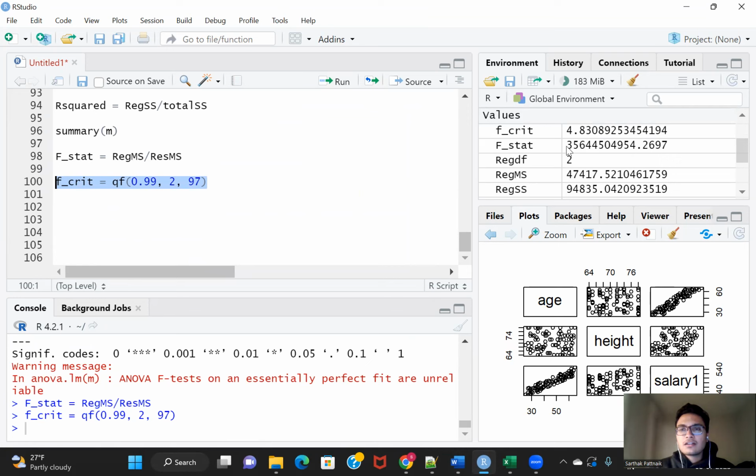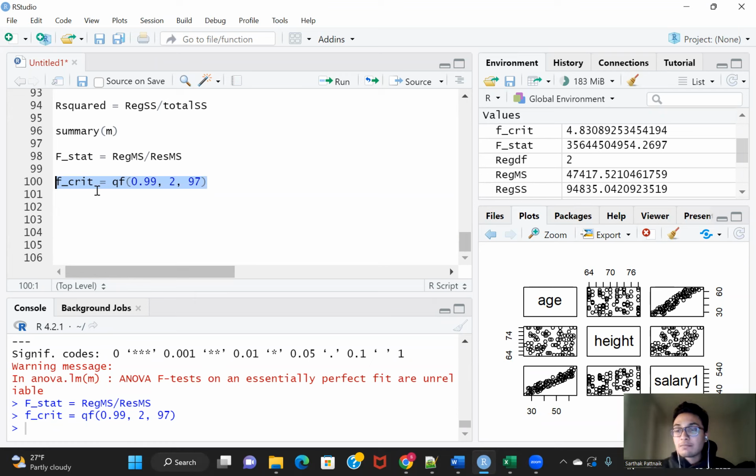I run this and I get a very small value of F critical, which is 4.83. Now look at my F stat and look at my F critical. Clearly my F stat is greater than my F critical, so I can reject the null hypothesis and I have sufficient evidence to show that at least one of the explanatory variables has association with my response variable.